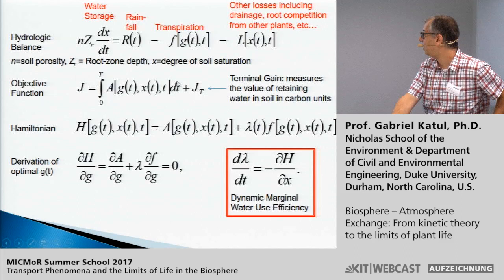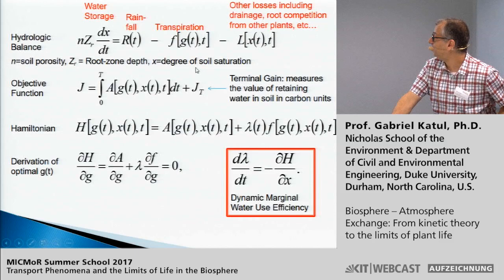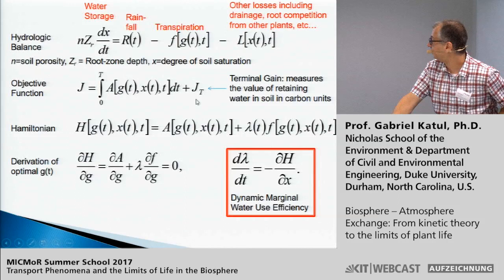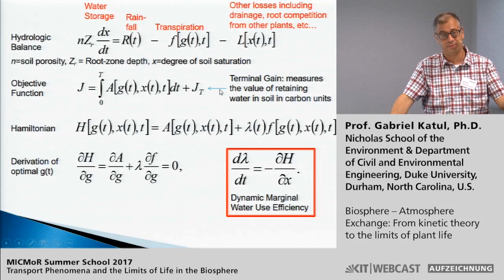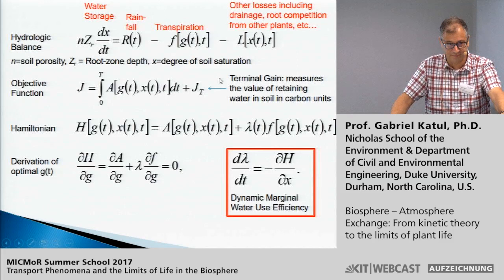But now, we have to specify a boundary condition on the objective function. So what do you do at the end of this time interval T? And that is often referred to as the terminal gain. And in fact, for our purposes, this terminal gain is basically telling us what is the value of this water that you will leave in the rooting zone in carbon units, if you want an ecological interpretation.